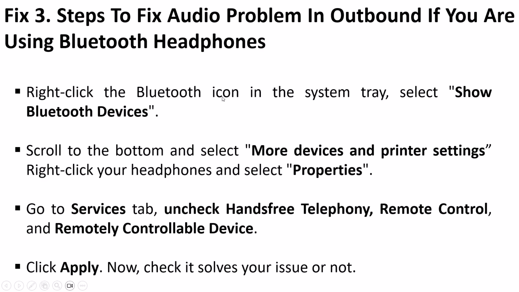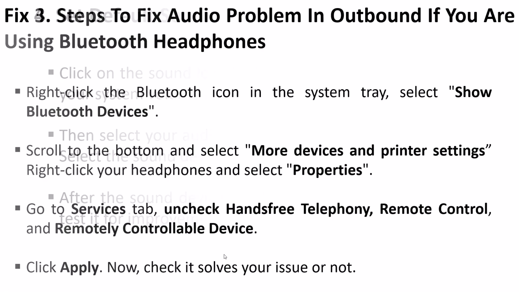Fix 3. Now if you are using a Bluetooth headphones, then here follow the steps very carefully. Right click the Bluetooth icon in the system tray, select show Bluetooth devices, scroll to the bottom and select more devices and printer settings. Right click your headphones and select properties. Now go to the services tab and check hands-free telephony, remote control and remotely controllable device. Then click on apply and then check if your problem is solved or not.